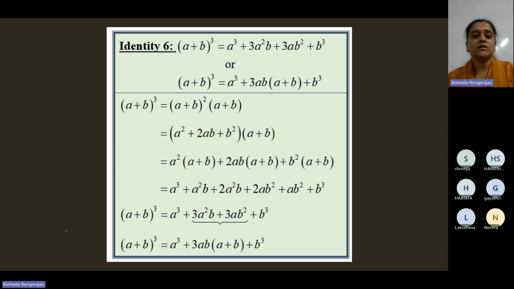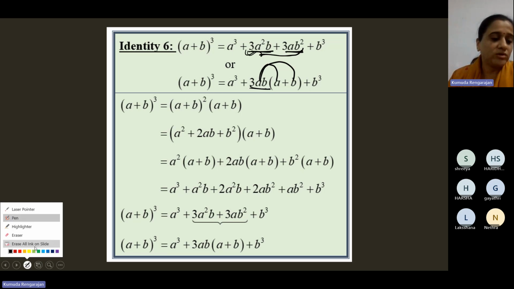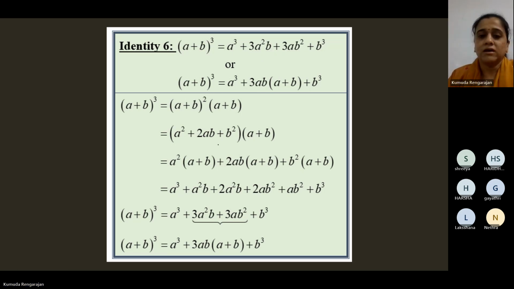Next identity. a plus b the whole cubed is equal to a cubed plus 3a square b plus 3ab squared plus b cubed. Or between these two terms, 3ab is common. When you take out 3ab common, 3ab into a is 3a square b, and 3ab into b is 3ab square. So you have to remember the identity both ways.